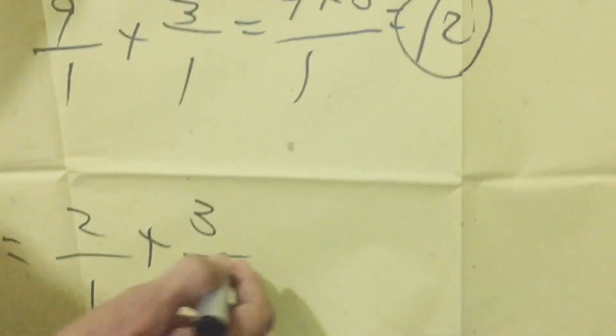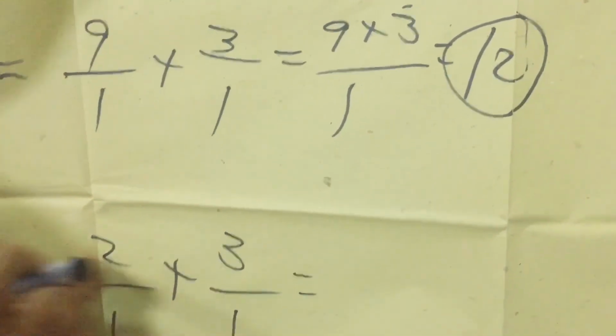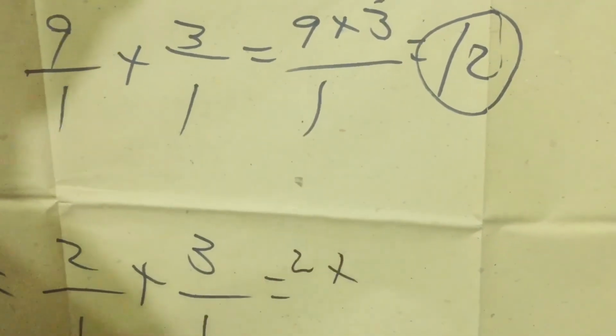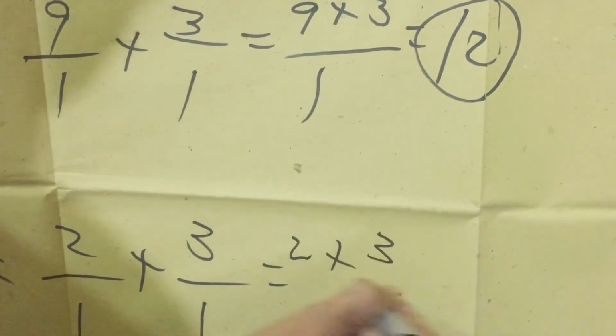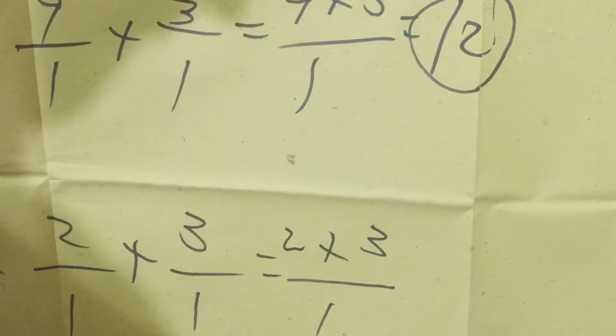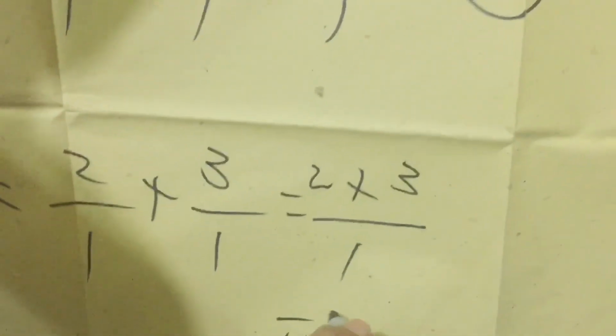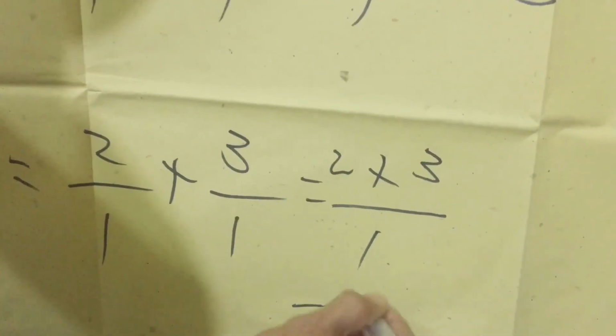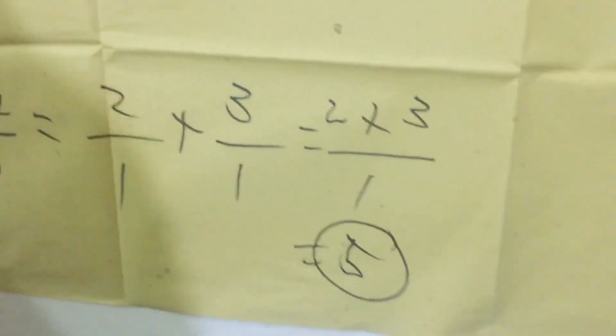Then we have cross multiply. 2 times 1 equals 2. Plus 1 times 3 equals 3. Over 1 times 1 equals 1. And 2 plus 3 equals 5. Divided by 1 equals 5. So this will be our final answer.